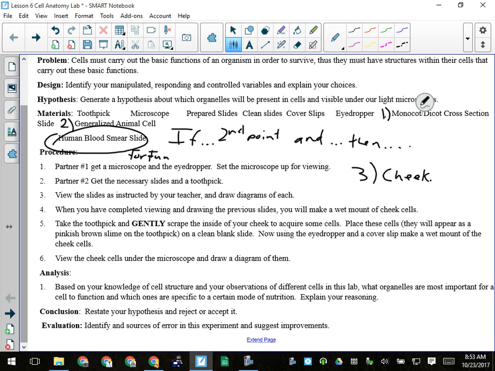Now it says on here toothpick. I used to use a toothpick, but for exactly the reason I just described to you, I don't use a toothpick anymore. Because I had people jabbing their cheeks with the toothpick, and then they're like, Mr. Clare, what's all this red stuff on the slide? Blood. Yeah.